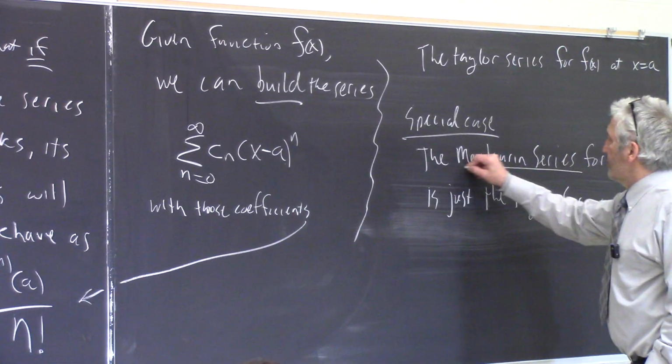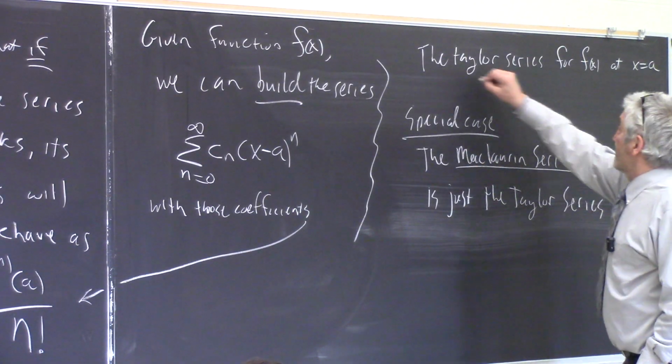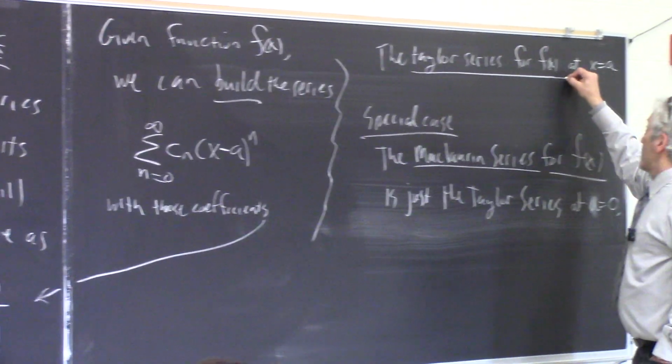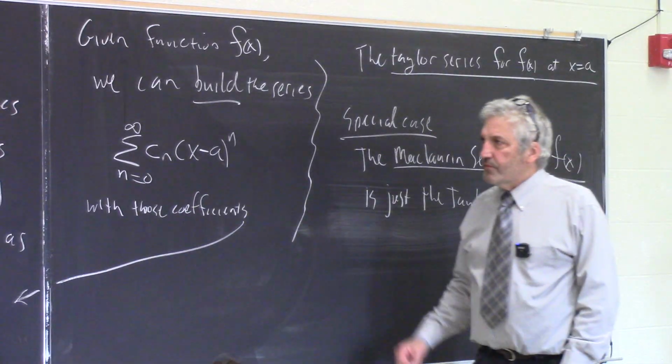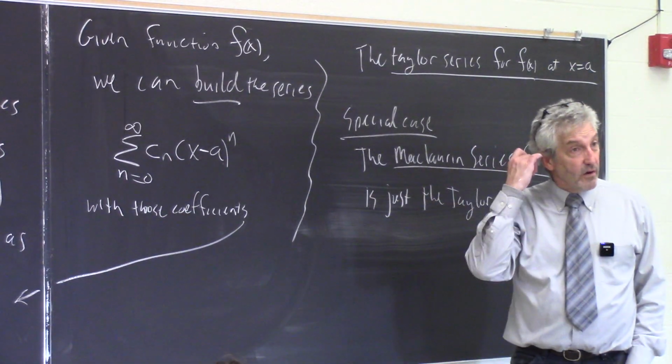So we can build this Taylor series for f of x at x equals a, and then we can just build the Maclaurin series for f of x. But that does not address the question of, does this series actually represent our function?